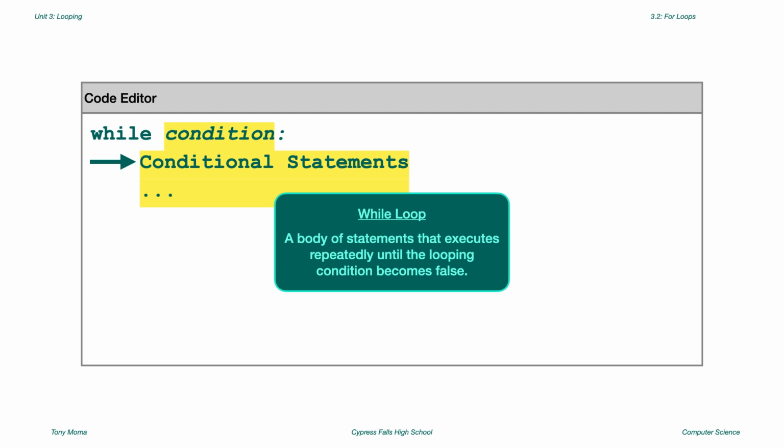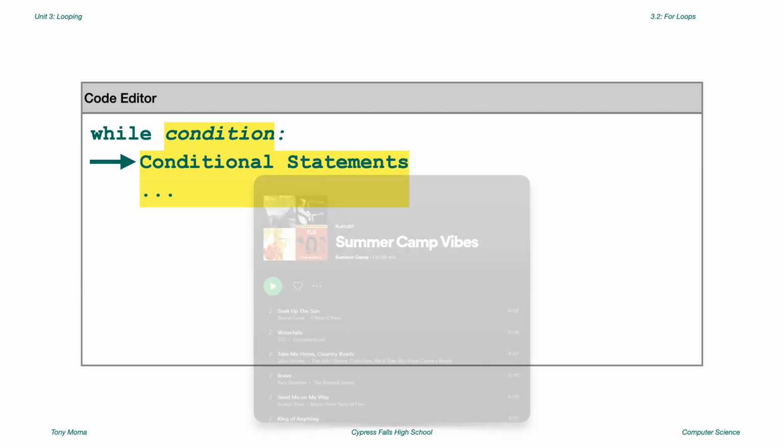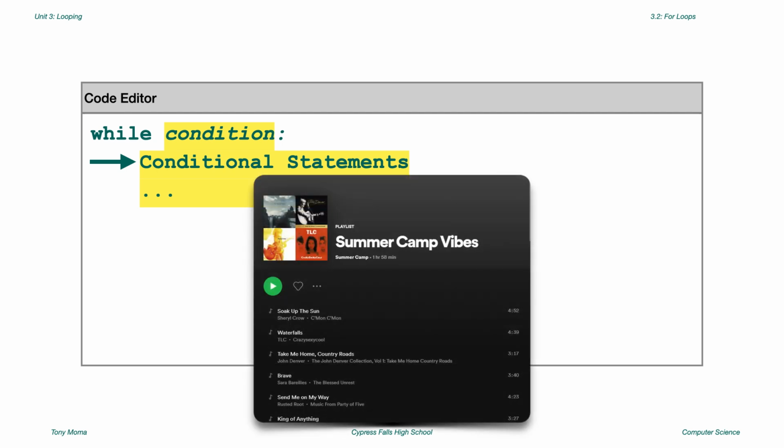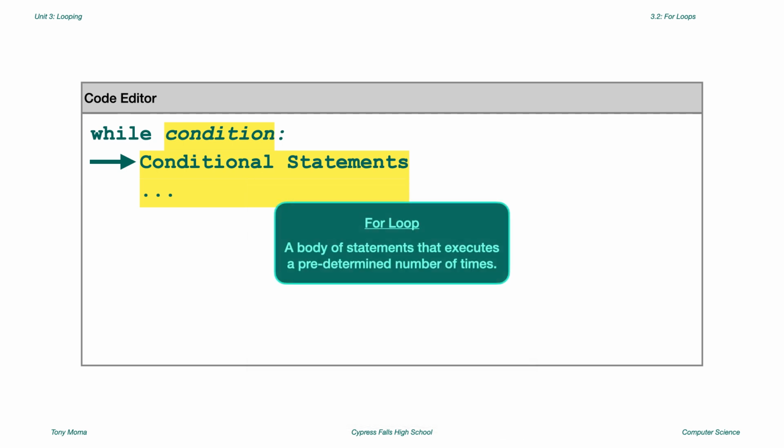But what about applications where we do know exactly how many times we want code to be repeated? For example, suppose I want to write a program that'll press play on every single song in a musical playlist. In that case, I know that the number of times I need the code to be repeated will be equal to the number of songs I have on that playlist. For example, if the playlist has 10 songs, then I'll need the code repeated 10 times. If the playlist has 25 songs, then I'll need the code repeated 25 times, so on and so forth. For an application like this, it would be best to use a for loop, which is a body of statements that executes a predetermined number of times.